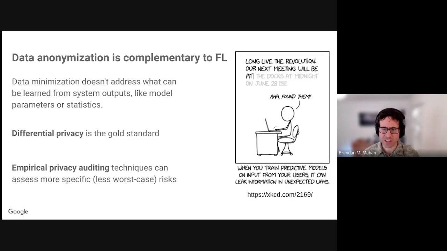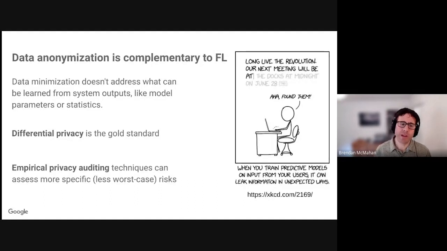statistics that we release. So the XKCD about language models memorizing user data is a humorous example of this, but we of course have lots of research that shows that this is actually a real concern with modern real world models. So differential privacy is kind of the gold standard here. It provides a strong formal guarantee against a very powerful class of adversaries, and I'll say more about that in the next section of this talk.